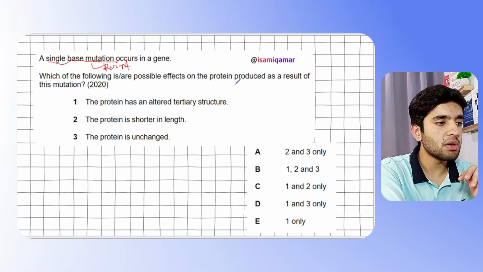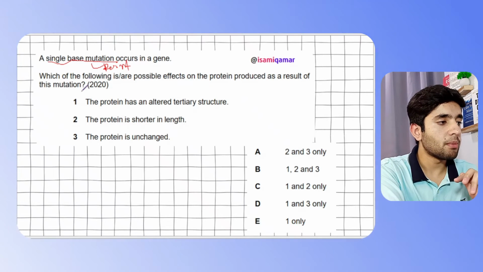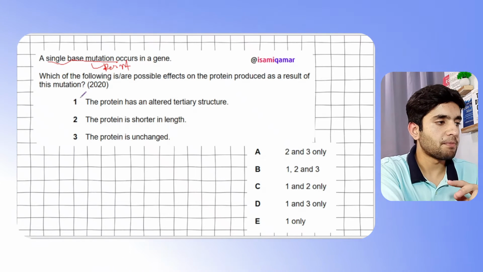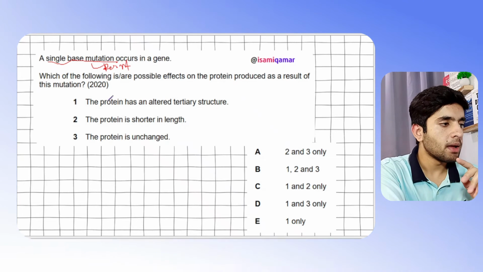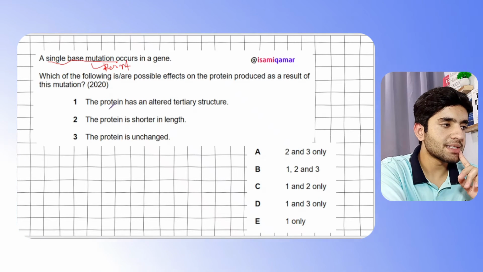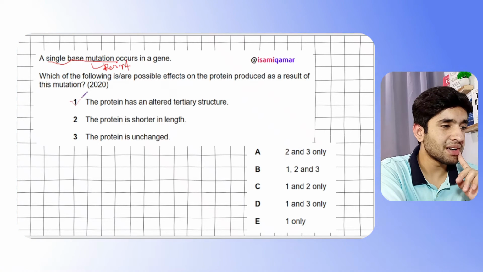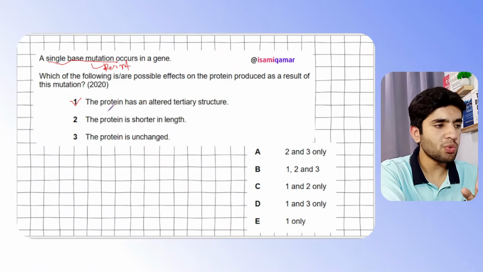Which of the following are possible effects on the protein? What will be the effect on the protein that will be formed from that gene? Now, the protein has an altered tertiary structure. Yes, absolutely, the protein has an altered tertiary structure. So what will happen?